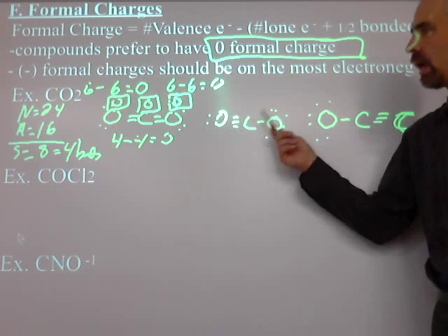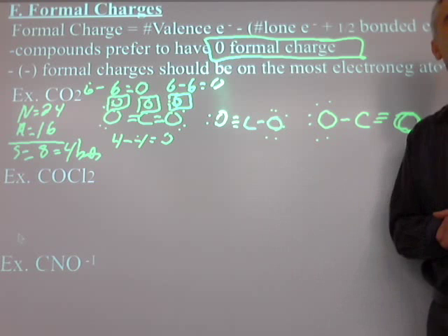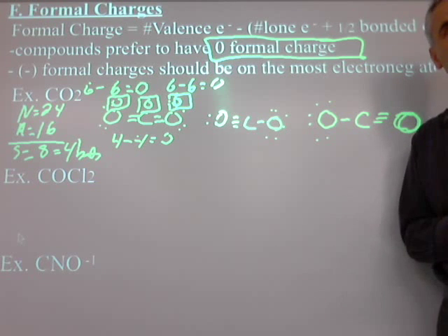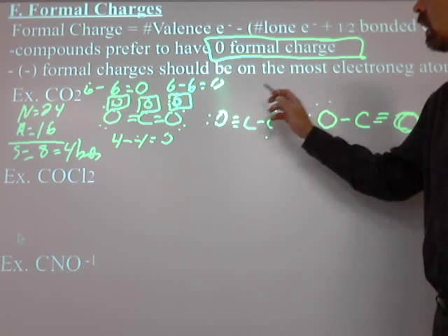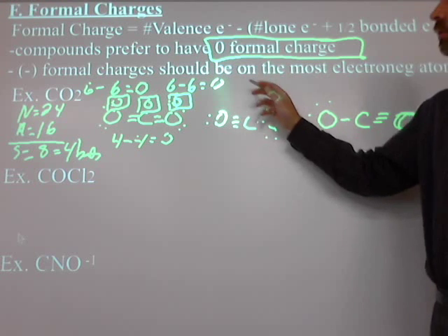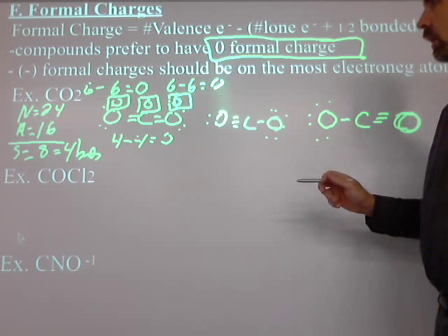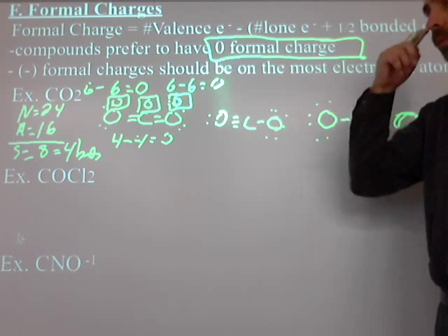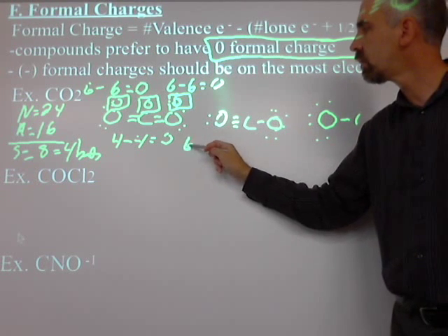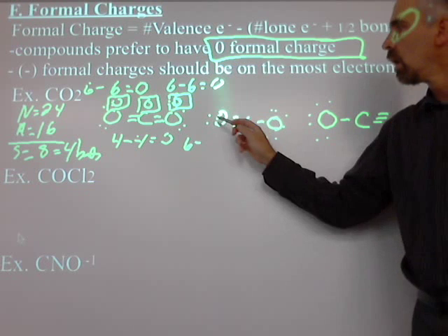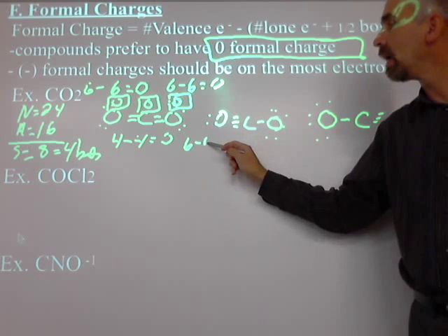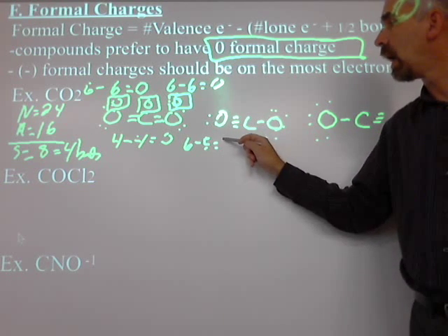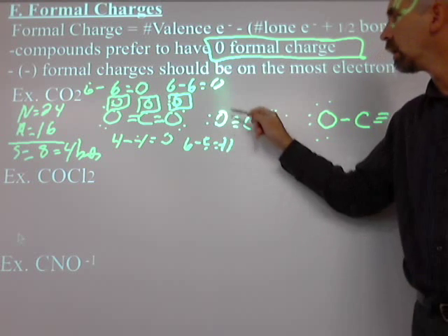Now, this is another possible resonance structure for this guy. However, problem. He will not be 0, 0, and 0. Let's watch and see what happens with this guy. Let's do oxygen first, and I'll start down below because I have more room down below here. Oxygen is going to be 6 minus 1, 2, 3, 4, 5. Uh-oh, that gives me a positive 1.